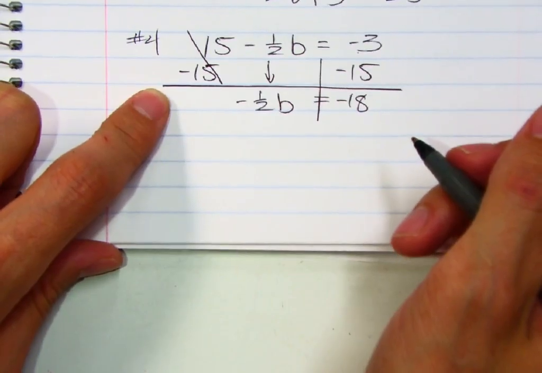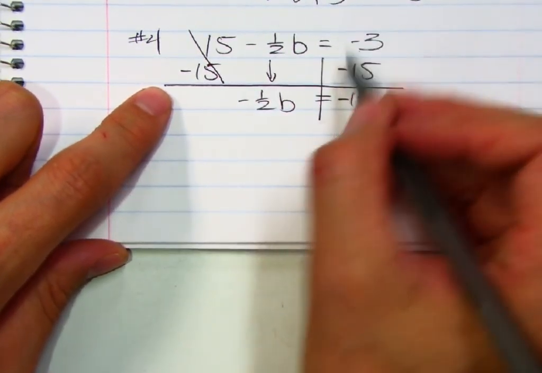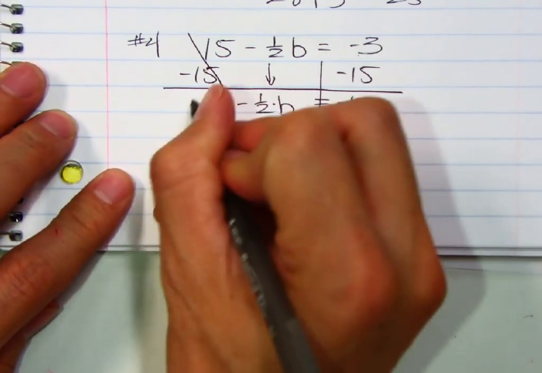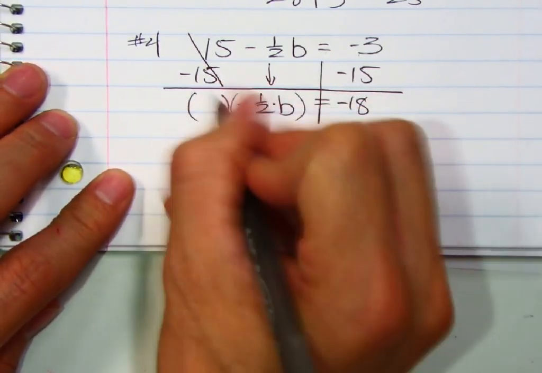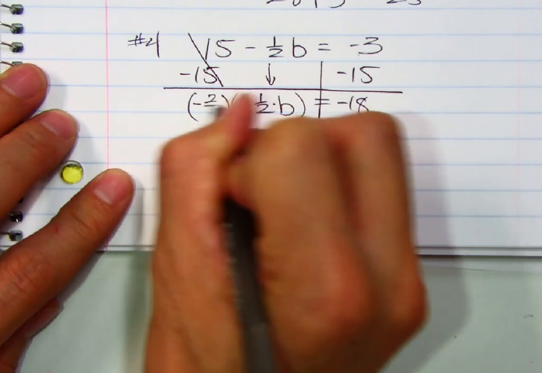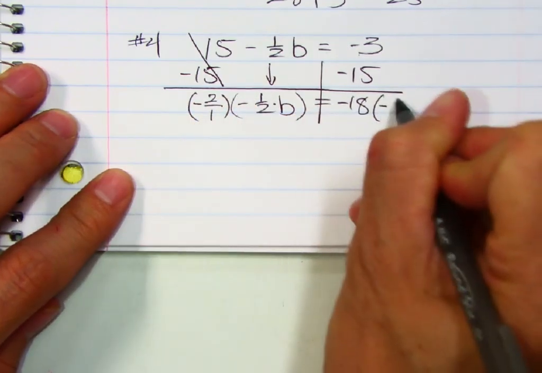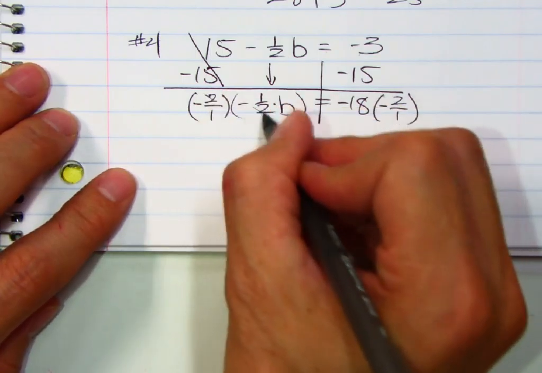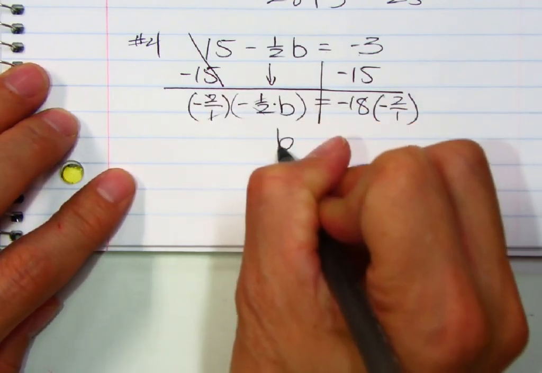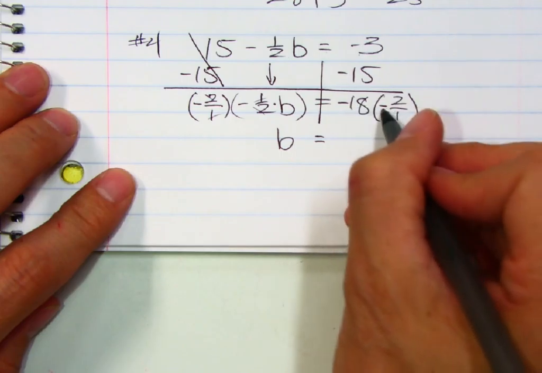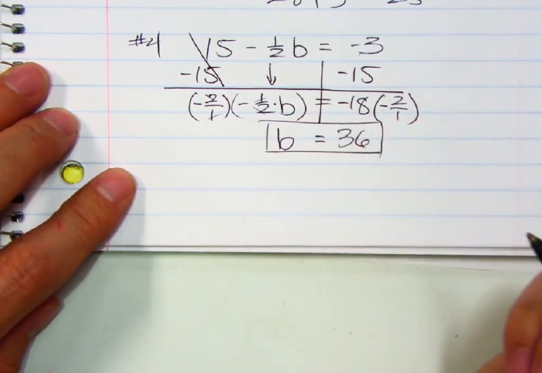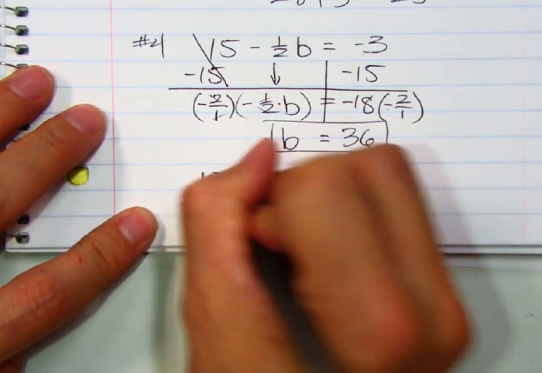All right, so that's a good start. Got rid of my addition or subtraction. Next, my variable term is still being multiplied by 1/2, or negative 1/2. So in this case, I'm going to take that and multiply by negative 2 over 1, the multiplicative inverse, if you recall the name of that. That crosses out, that crosses out. That leaves me with the b. This over here, negative times a negative is positive 36.